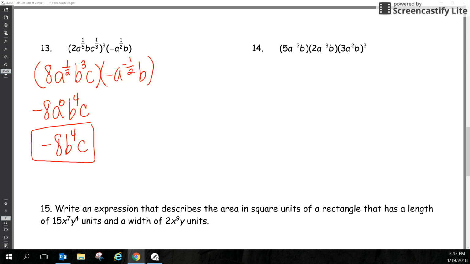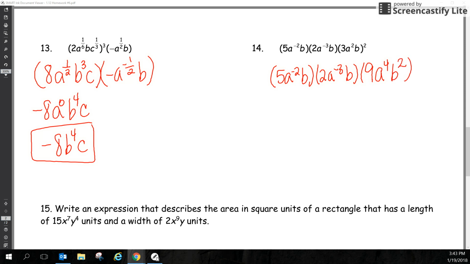All right, number 14. Ooh, this one's great. First, let's raise everything, square this guy here. So I'm not going to mess with this one. I'm not going to mess with this one. We'll deal with these in just a second. Here I've got 3 squared. 3 times 3 is 9. A to the 2 times 2 is A to the 4th. And then B to the 1 times 2 is B squared.